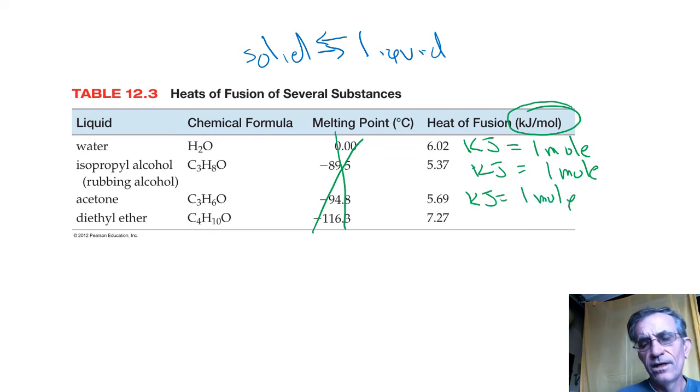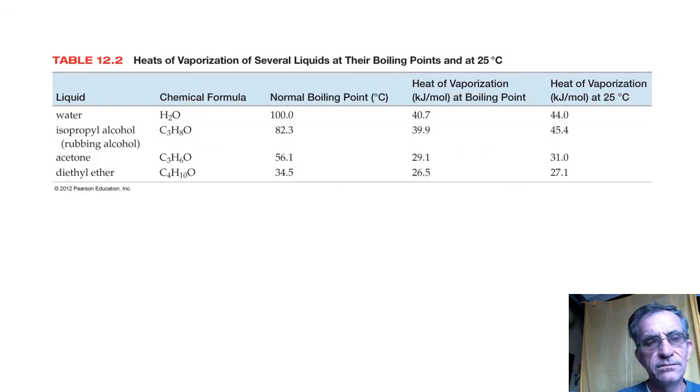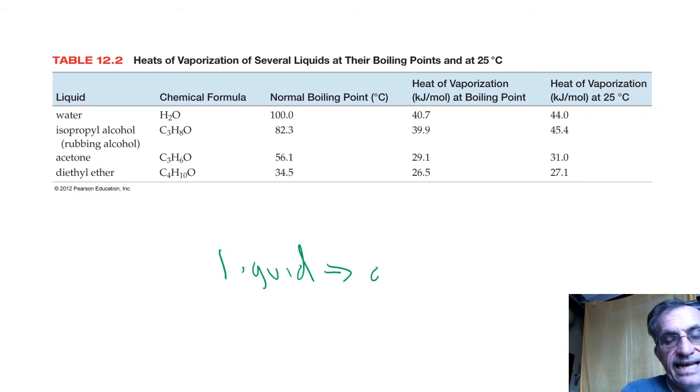All right, I'm going to show you another table in a minute. When you try some of these problems, you might need to make sure you're using the right table. Heat of fusion has to do with taking a solid and turning it into a liquid. Another table has to do with vaporizing. That is taking a liquid and turning it into a gas, or maybe going the other way.